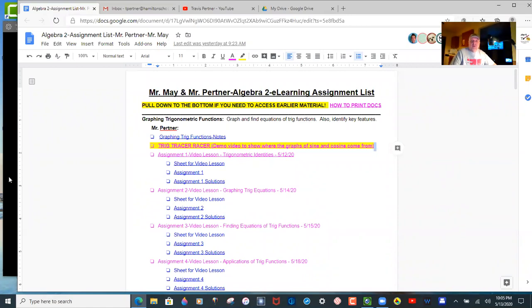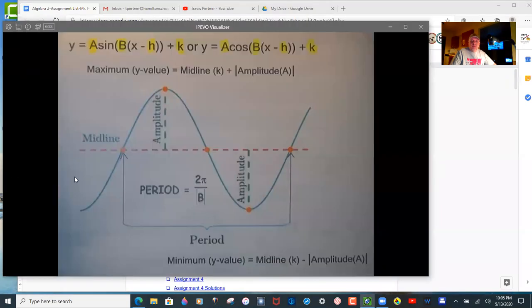Today's assignment will be pretty short. I think it's a good introduction to what we're going to do. So this again is the second page of notes.